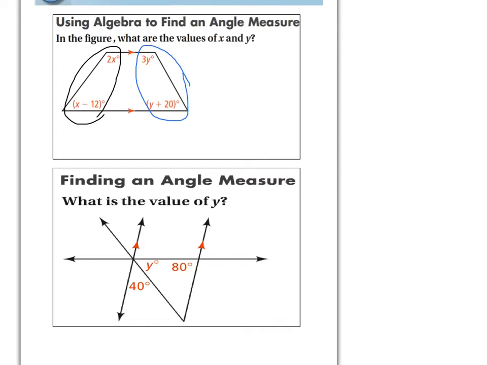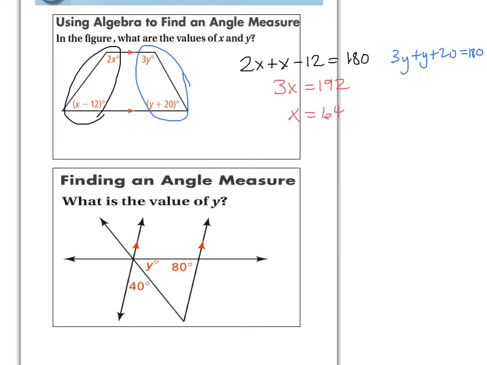So we know that 2x plus x minus 12 is going to equal 180. And we also know that 3y plus y plus 20 is also going to equal 180. They're both supplementary because they're same side interior angles. So when I solve these, here you would get a 3x. If I add 12, it'd be 192. And if I were to divide by 3, x is going to be 64.